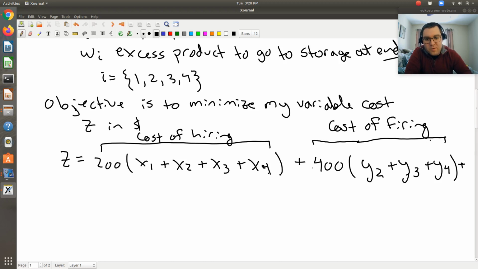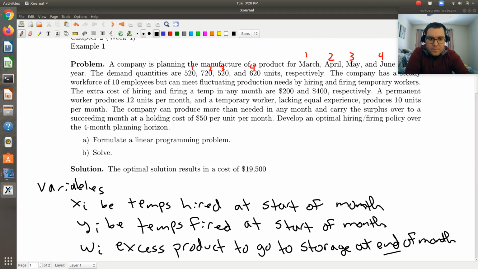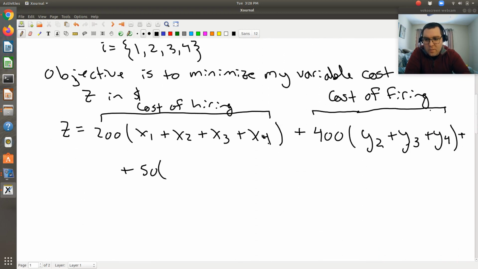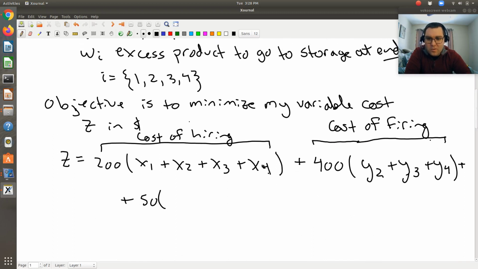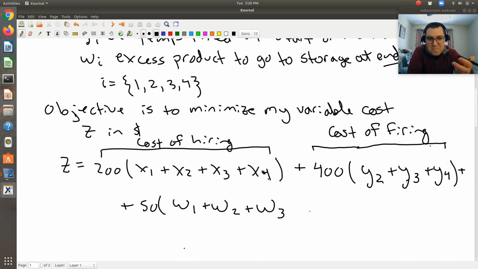And then we have our inventory costs, so plus the cost of storing our units, $50 per month. And then that's variable Wi, so that's storage at the end of the month. So I'll do W1 plus W2 plus W3. And then again we have a choice. Ideally at the end of month 4, we don't have anything in storage. This is also very similar to the idea of firing everybody, but we can include it. It's no big deal. So we can say plus W4 would be the cost of storing at the end of month 4.